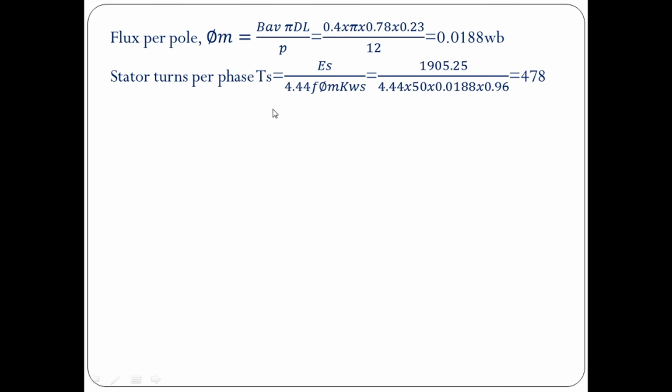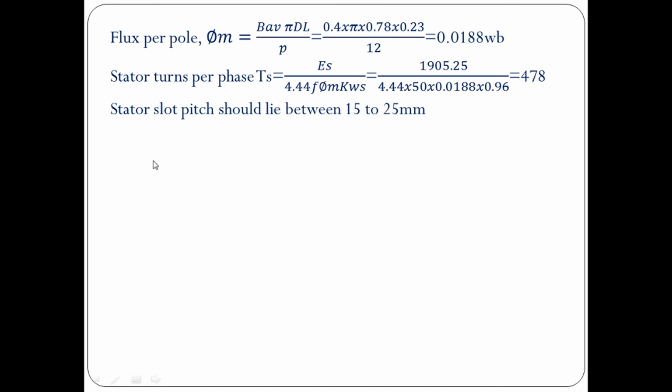So stator turns per phase TS you can calculate as ES divided by 4.44 F phi m KWS. ES, the per phase voltage we have already calculated, is 1905.25, and F is 50 Hertz, flux phi m is 0.0188 and stator winding factor is 0.96. So you will be getting stator turns per phase TS as 478.